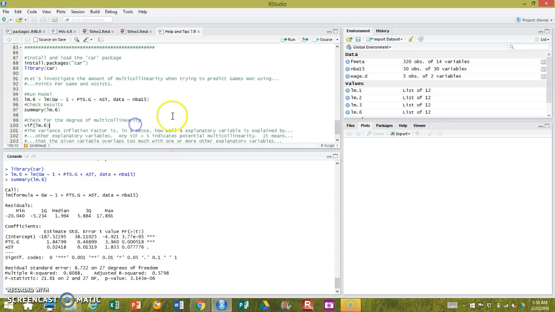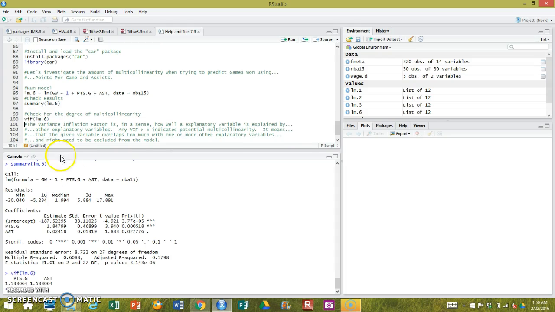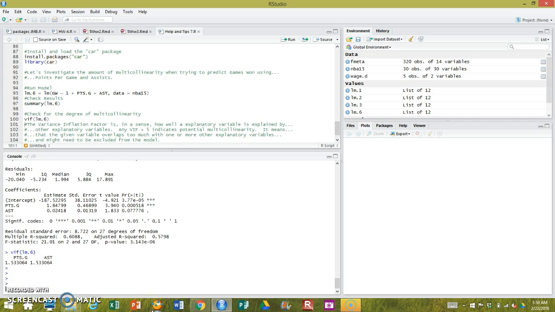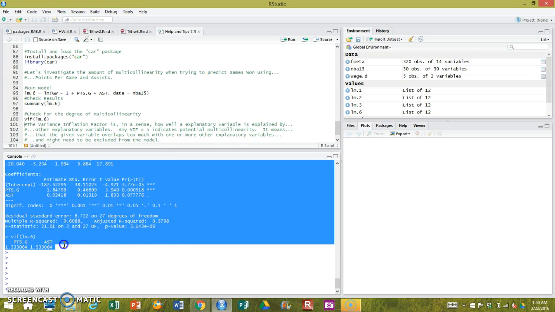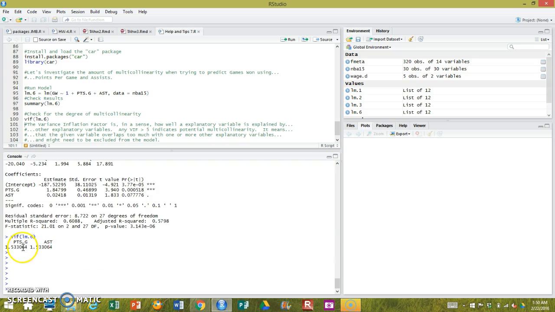So if I thought having assists was important to me, I might still include it in this model. But anyway, let's actually assess whether maybe there's multicollinearity that's causing my assists variable to be statistically insignificant. So all I need to do is run VIF and just put in the name of my model. And there we go. In this case, I only have two explanatory variables, so for mathematical reasons, they end up having the same VIF.